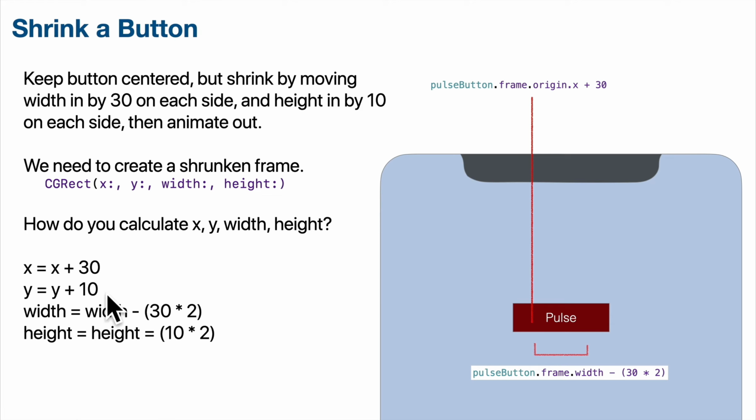Same with the height. If we want to move the button down by 10 so that we start the top of the button 10 points below where it currently is, we're going to have to add 10 points, but then we're going to have to subtract from the height 10 points representing moving in from the top and 10 points representing moving up from the bottom. So let's code this up.